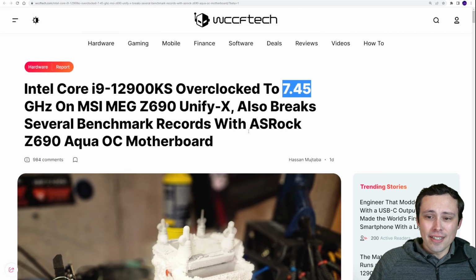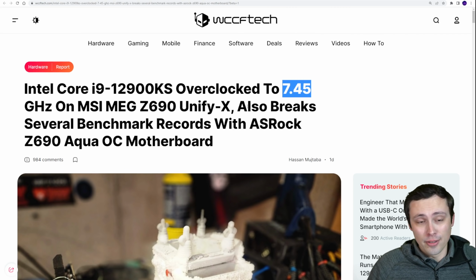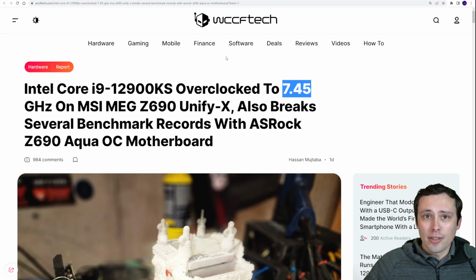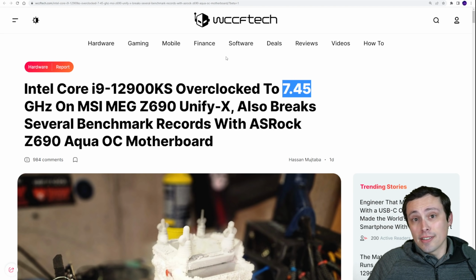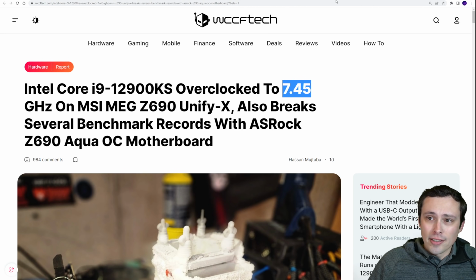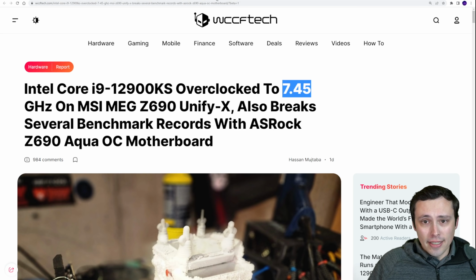So don't be expecting 7.45 gigahertz on your home system, unless you really like drip feeding some liquid nitrogen into your system while you're gaming. Maybe hire somebody to do that for you off to the side. You gotta, you know, frames win games, guys.